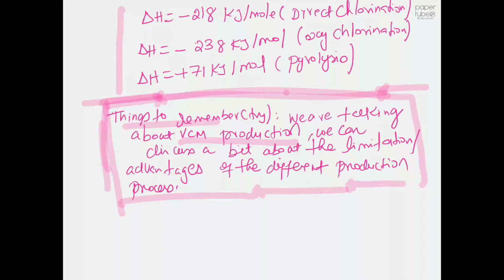As we already know, vinyl chloride monomer production involves three different steps. So it's okay to know some of the advantages and also the limitations of this method. Yeah. So let's see one by one.